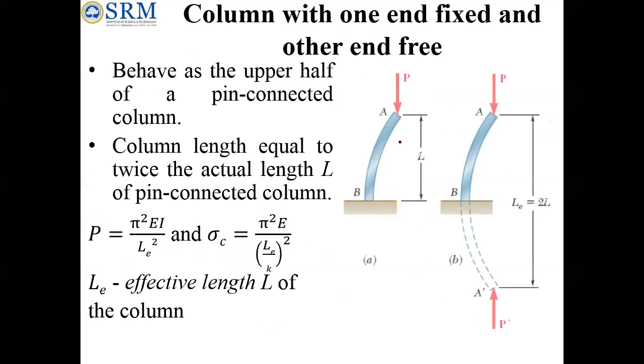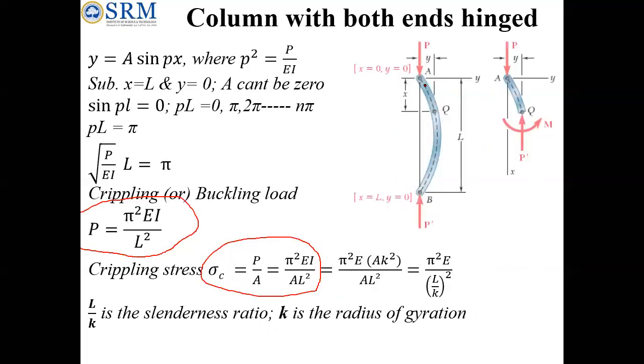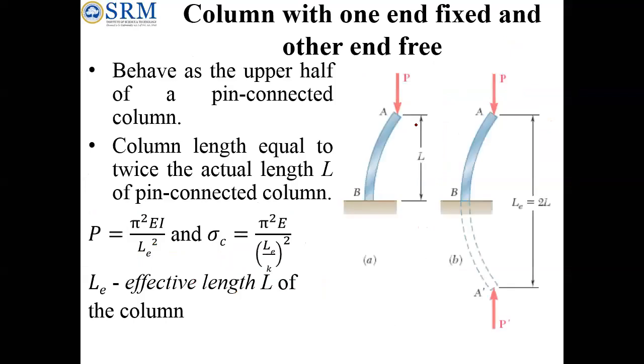When you have a column with, say for example, I want one more thing here. So this is the case for both ends hinged. When both ends are hinged, the effective length is equal to L. That is why it is mentioned as L square. Le is equal to L when both ends are hinged. When you have a column with one end fixed and one end free, then the effective length is 2L.